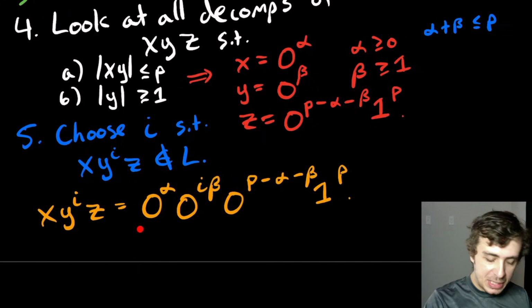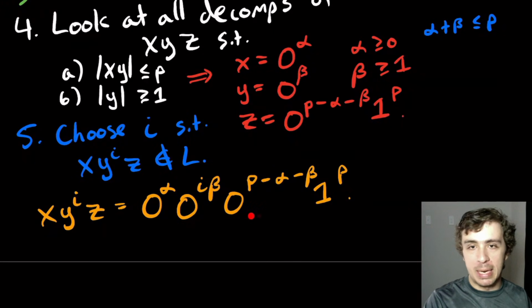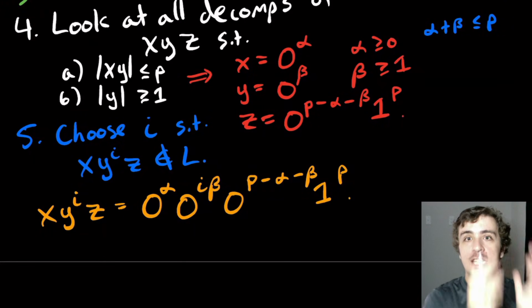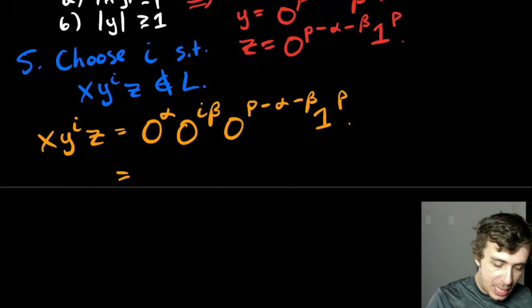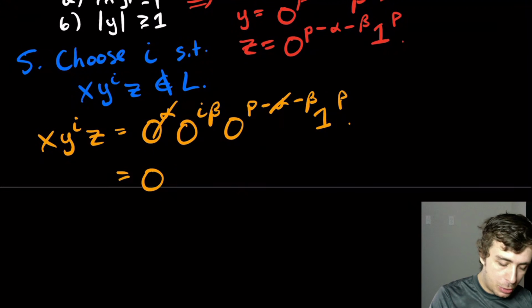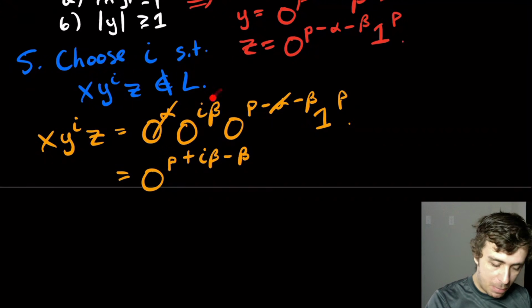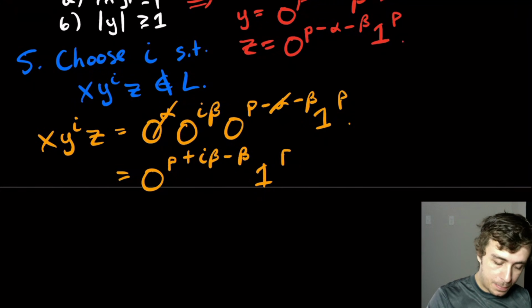And what we notice is that we have a whole run of zeros right here. So we can collect all of the exponents together, which is what I'm going to do. If we add them all up, we see that we have a plus alpha here and a minus alpha here. So those 2 are going to cancel. So what I'm left with is 0 to the p plus I beta minus beta, because I have a plus I beta here and a minus beta here, and I still have all the ones over there.